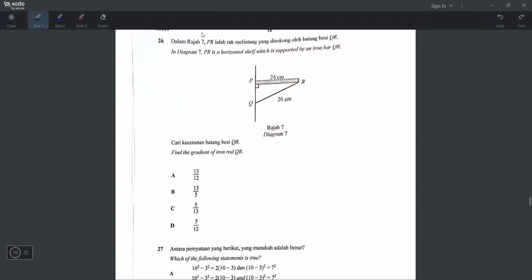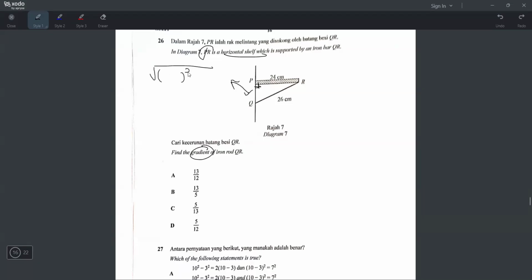Okay, let's continue with question 26. In diagram 7, PR is a horizontal shelf which is supported by an iron bar QR. So this iron bar, this one is a shelf. Okay, no problem. Okay, they put 90 degree here. So definitely we can find the PQ length by using Pythagoras theorem. But is that what they want? No, they want the gradient of QR, right? Okay, but actually, to find gradient, you need the PQ length. So let's find the PQ length first.